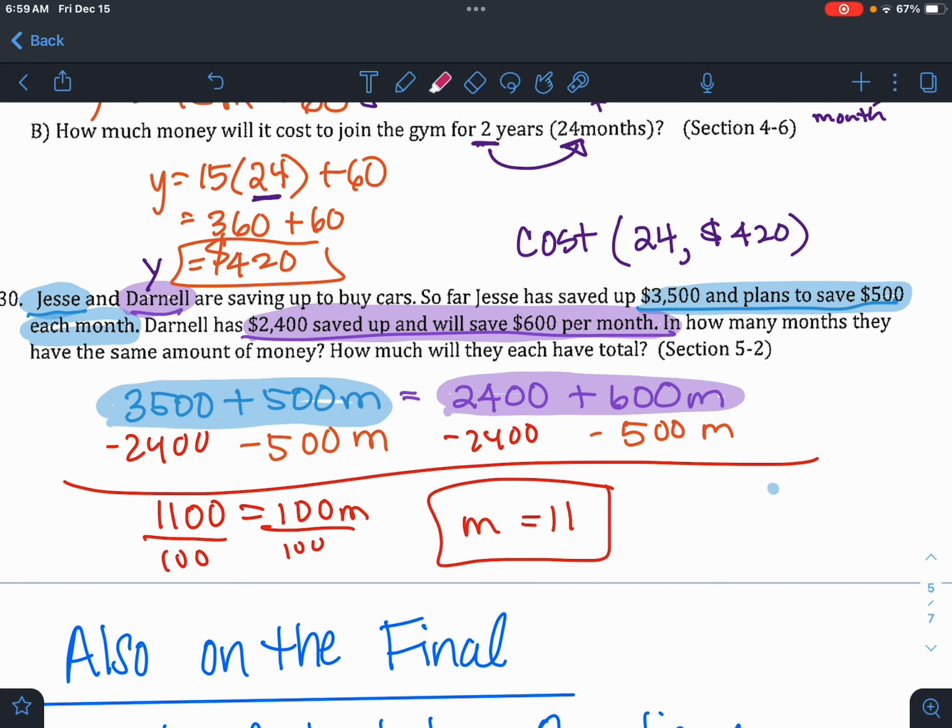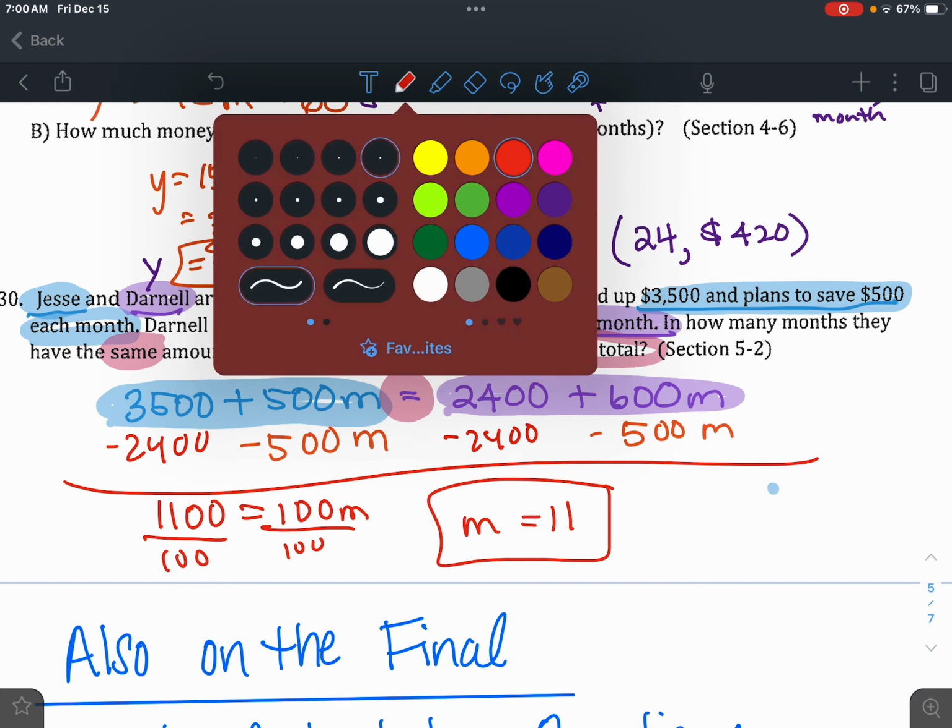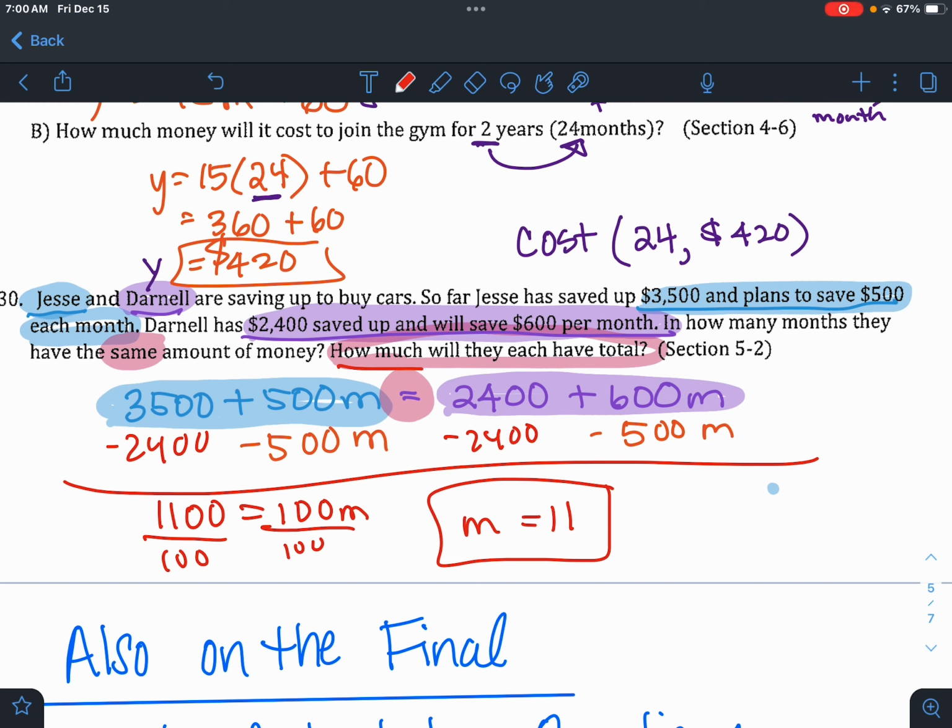And this question is asking when they have the same amount, how many months, and how much will they have, right? So there's two parts to this question. So I know I can write this to be when they are the same, so it's equal. Now, if Jesse had more, I'd write it like this. But if Darnell had more, it would be like this, right? So we know we could do that multiple different ways. So we solve for our variable, finding out that in 11 months, they will have the same. But how much? Don't forget the how much will they have.